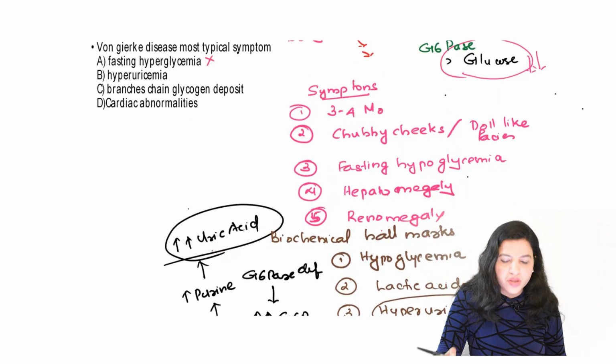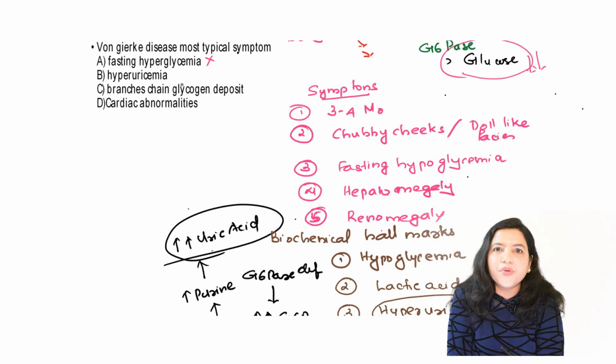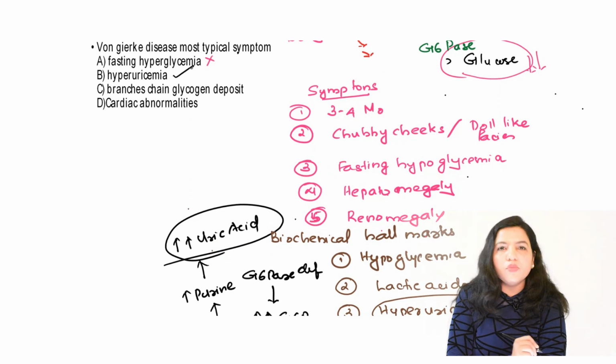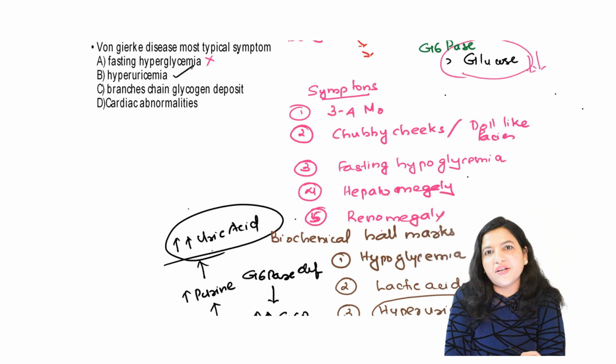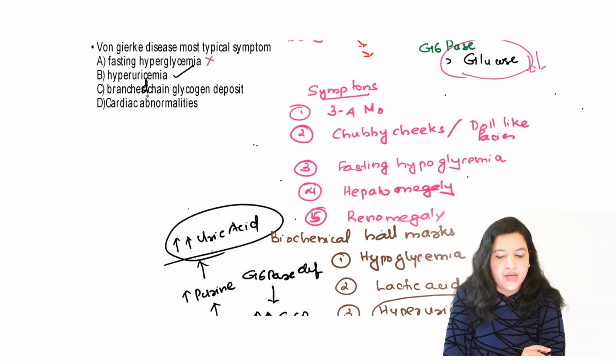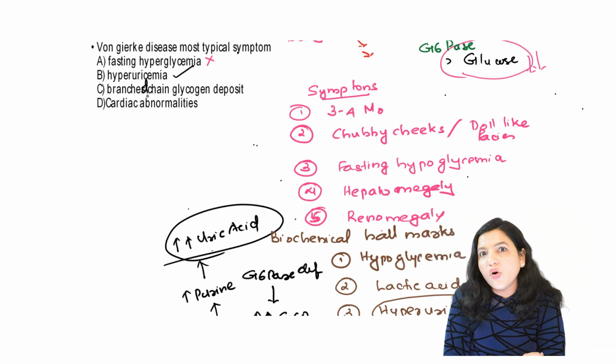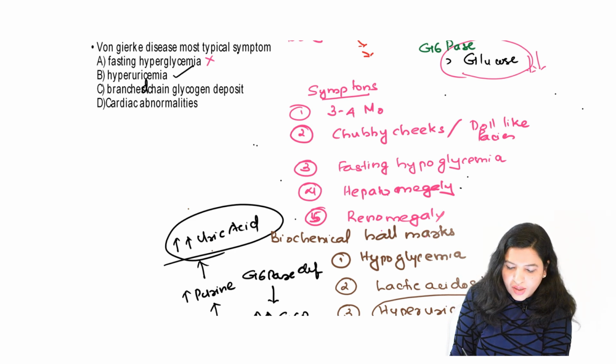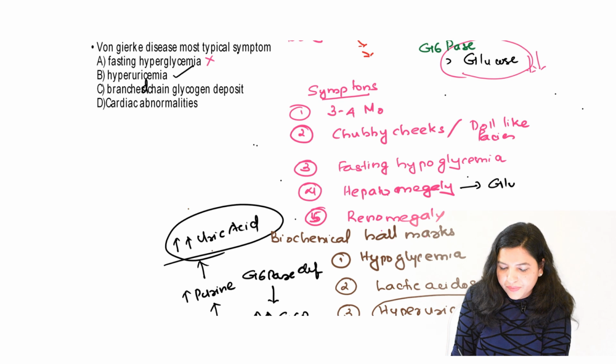So we'll move on to the next option. So we have seen hyperuricemia. It is a most typical, a characteristic symptom of von Gierke's disease. Now, the branched chain glycogen accumulates. In von Gierke's disease, glycogen is accumulating, and that is why there is hepatomegaly.